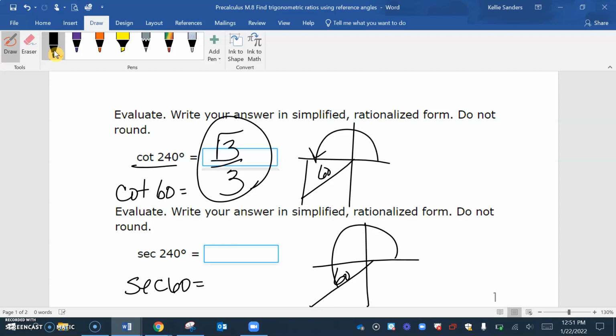But on this one, 240, so it's still the same angle, but we are doing secant this time. And secant in the third quadrant is negative. So I'm going to put a negative sign in front of that to remind myself that my answer is going to be negative. And secant 60 is 2, so this is going to be negative 2.